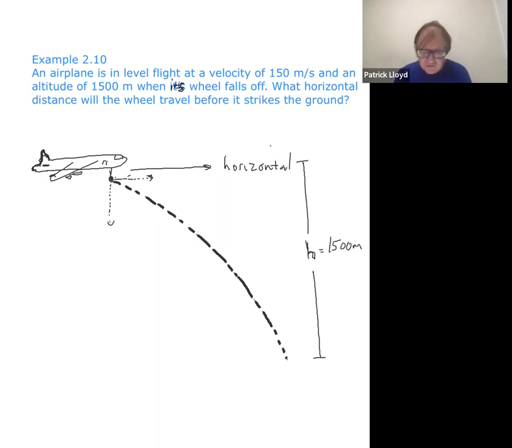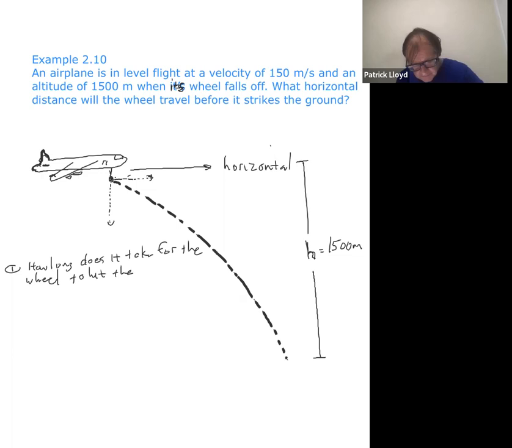So all we have to do to begin with, this is kind of two steps, is we got to find out, step one, how long does it take for the wheel to hit the ground? And that's easy because it's just free fall. We didn't throw it down, it's just falling. So that's like previous problems, 1/2 gt squared. And we saw in some previous examples that when you do that, t is going to be the square root of 2h over g. So that tells us how long it takes for it to hit the ground.